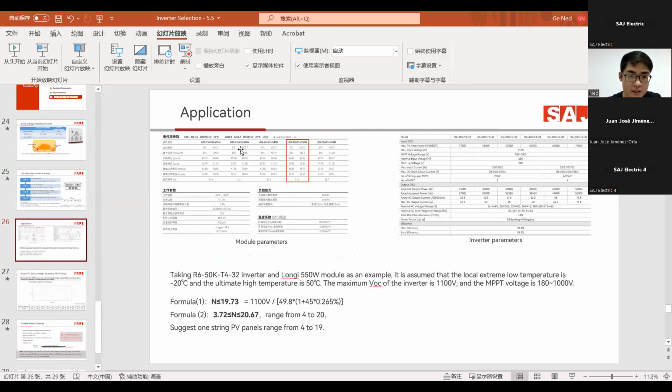Here is an application. If you are using a Longi 550 watt PV module and a SAJ inverter, you will use the formula on the last slide. From the first formula, the number should be under 19.73, and from formula 2 you can get a range. Then you will get the suggested range of panels in one string, from 4 to 19.